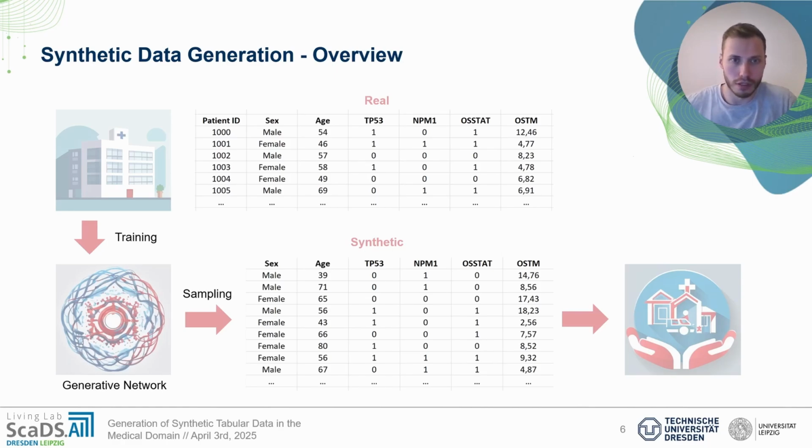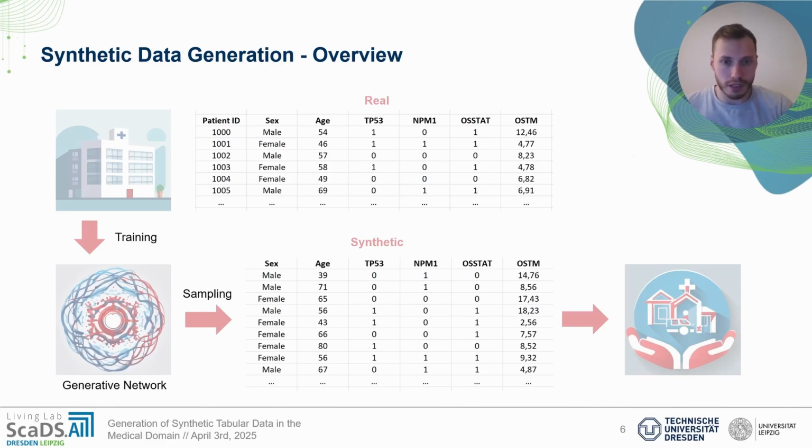Let's have a quick look at such a table. Of course, this is just a minimalistic example, but this is still a typical patient table where each row represents exactly one patient and each column represents an attribute of that patient. We have here sex, which is categorical. We have age, which is a numerical feature. We also have, for example, TP53 and NPM1 mutations, which are binary, meaning 1 there is a mutation and 0 there's no mutation. And we have a continuous feature here, overall survival time, or in short, OSTM.